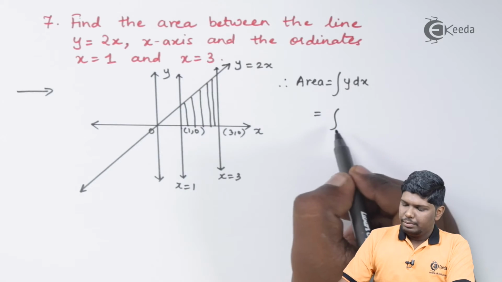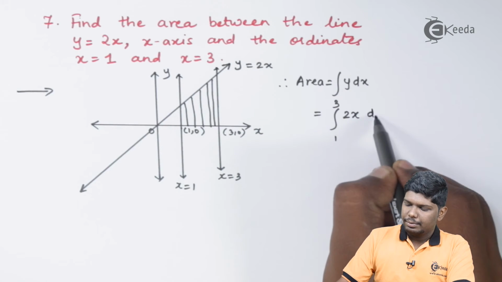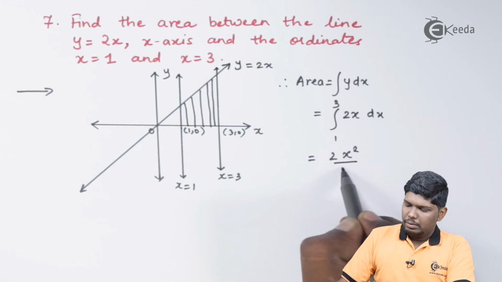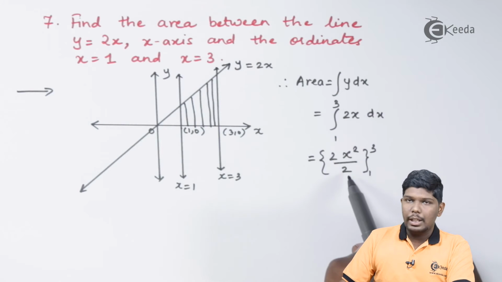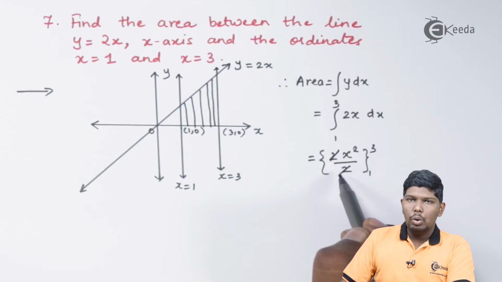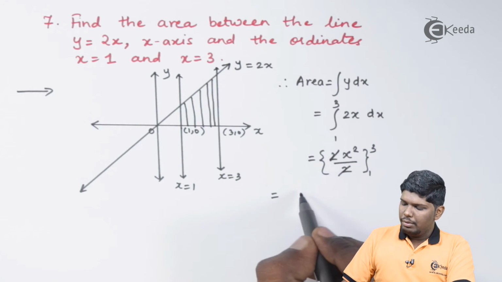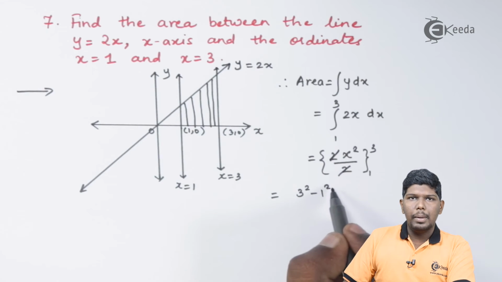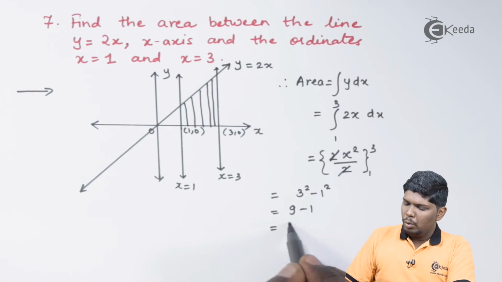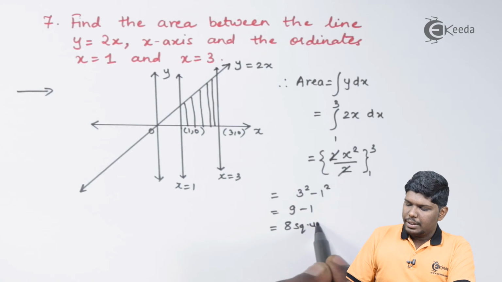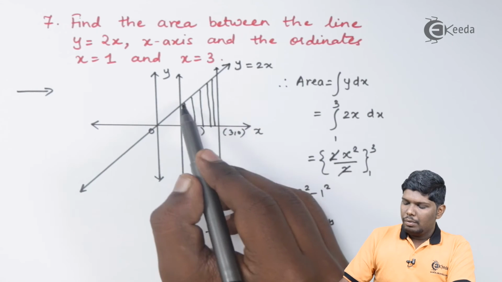Limits of x are 1 to 3. The value of y is 2x. This will give you 2. Integration of x is x square by 2. 2 will be cancelled. Substituting upper and lower limits, we have 3 square minus 1 square. That is 9 minus 1, which will give you 8 square units. So this is the area of the required region.